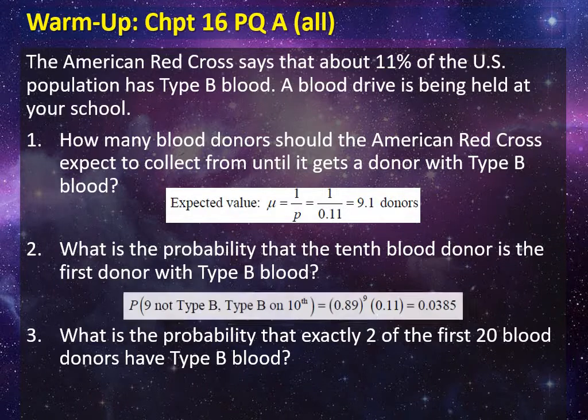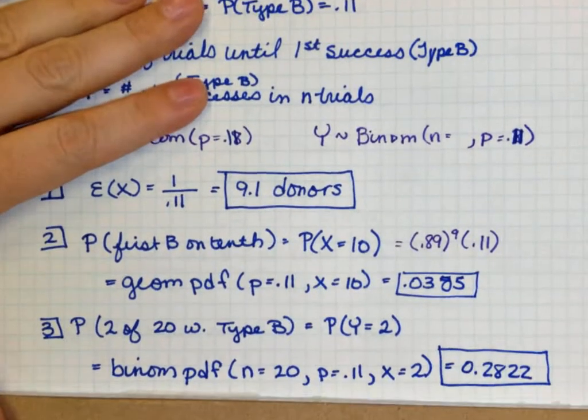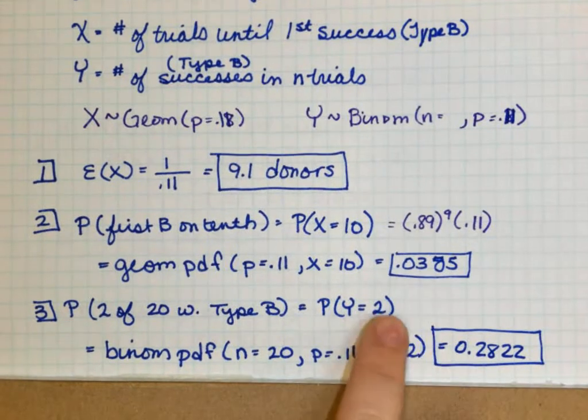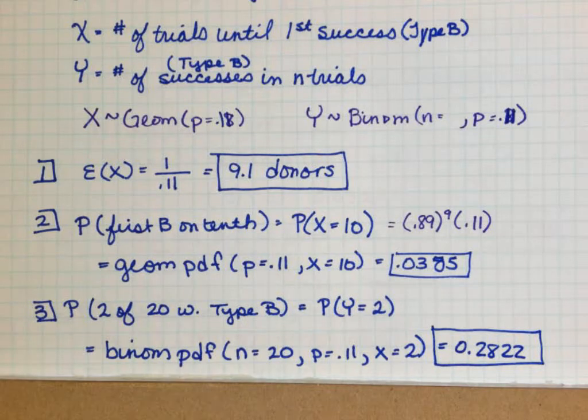Okay. And then problem number 3 said, what is the probability that exactly 2 of the first 20 blood donors have type B blood? So, geometric or binomial? Binomial. PDF or CDF? PDF. It is PDF because if I write this out, I'm looking for that equals. Equals is always PDF.